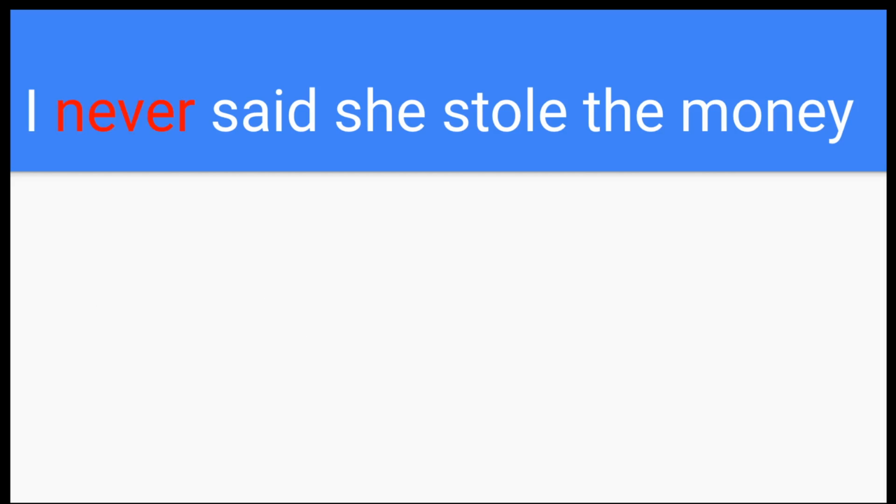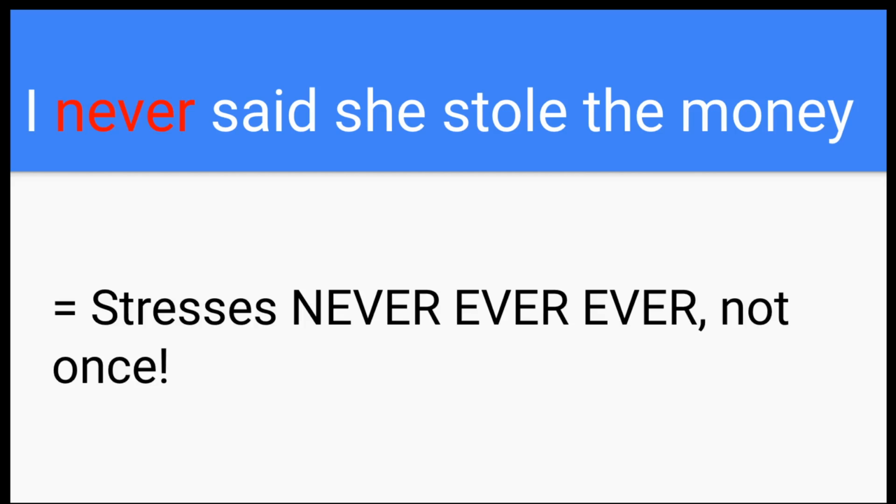I never said she stole the money. So think about how that changes the meaning compared to I never said she stole the money. It stresses never, ever, ever, not even once. In my whole life, I've never said she stole the money. Okay, so we're really stressing that it's never, ever happened. Okay, let's move down one more.